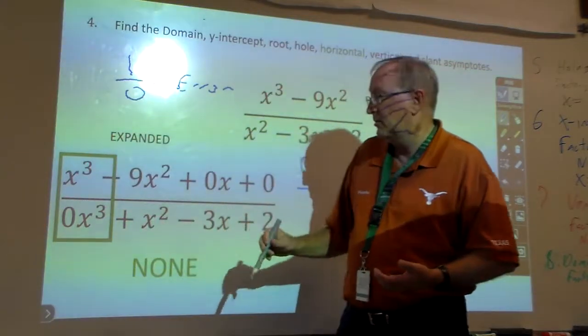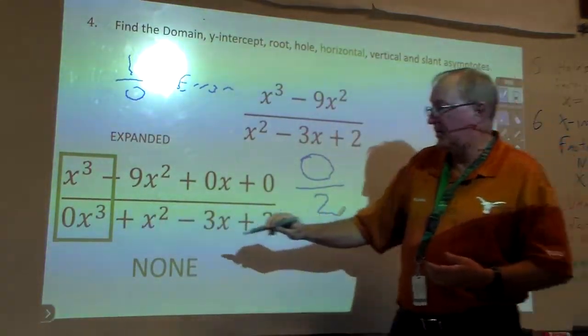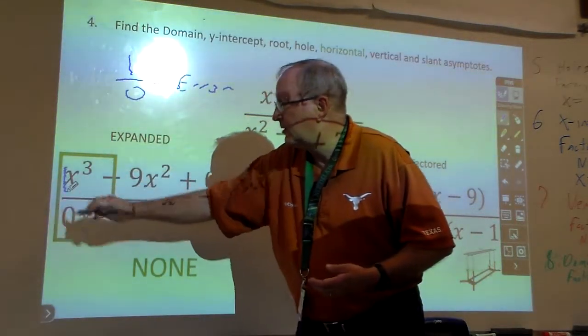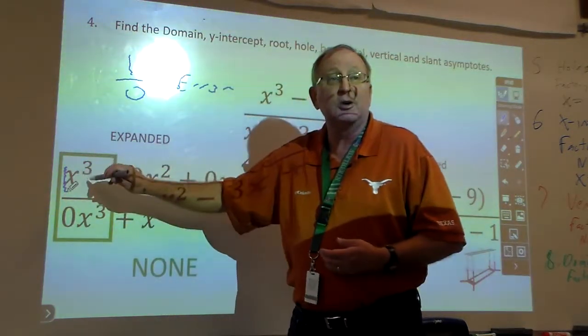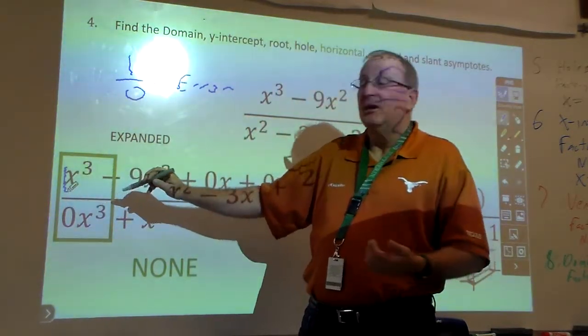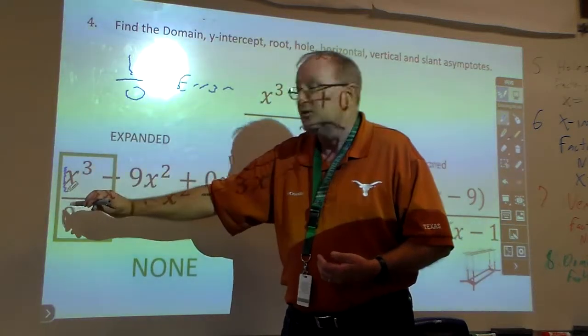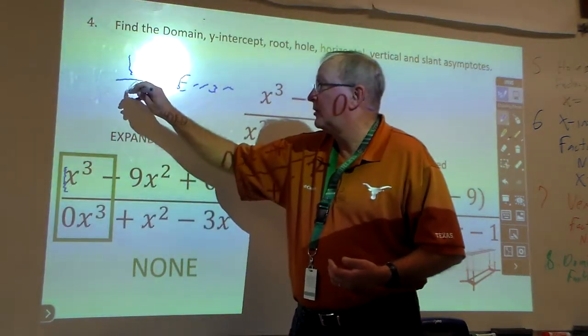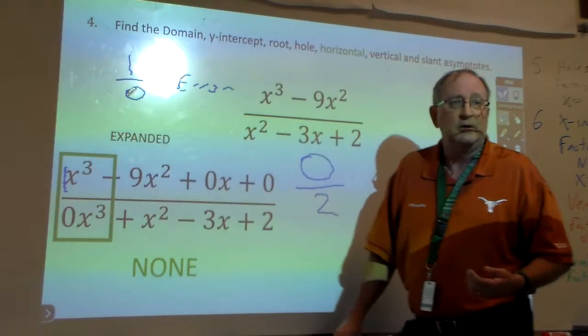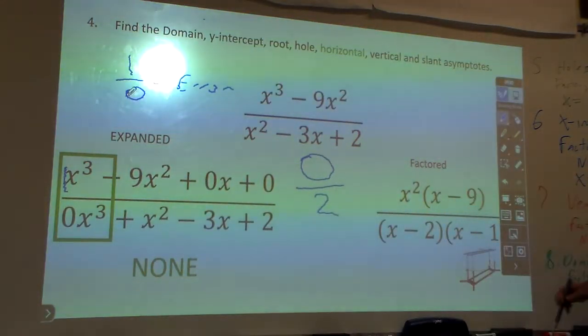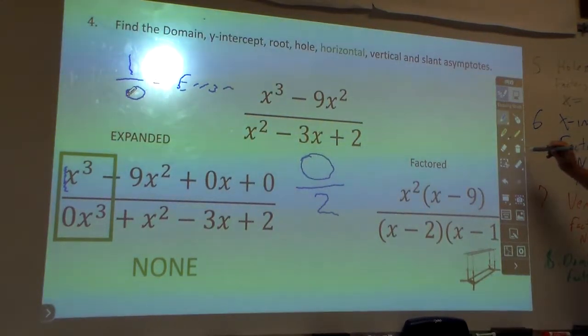Like on your box right there, how is that 1? Well, that's 1x cubed on top. We just don't write the 1. Remember, if there's not a number in front of it, there's a 1. So now I have 1 over 0. That's why this one will be none.